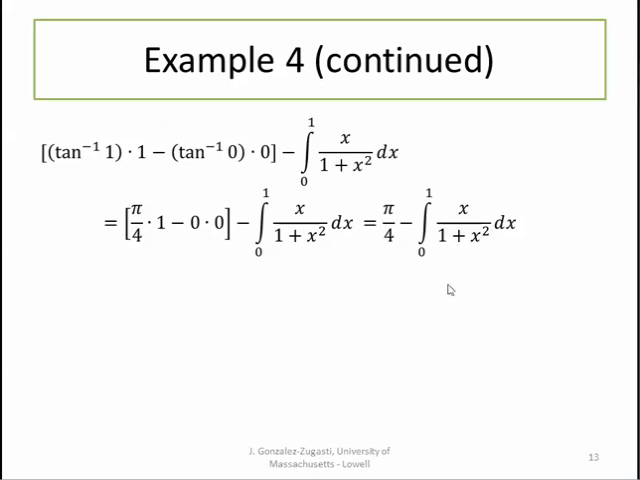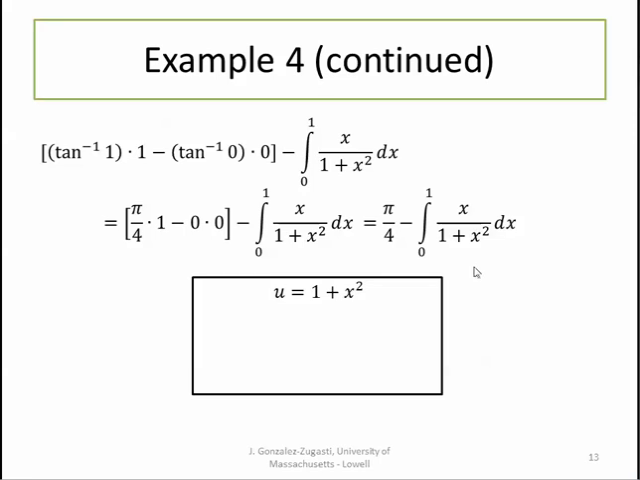And to do that, we're going to use a u substitution. Let's let u be equal to 1 plus x squared. That tells us that du is equal to 2x dx. So here's my x and my dx. Let's get rid of the 2 by dividing both sides by 2.